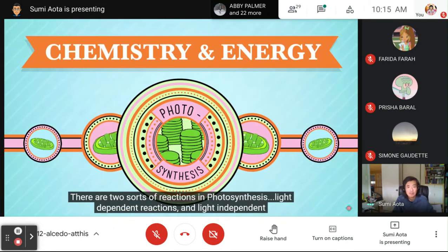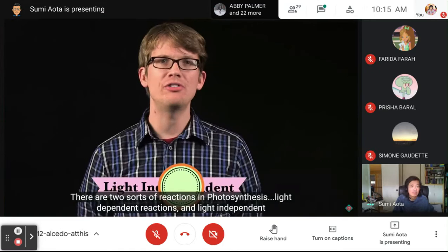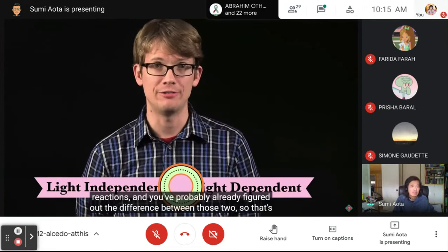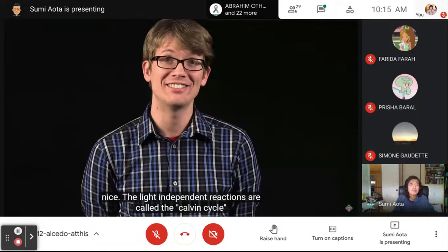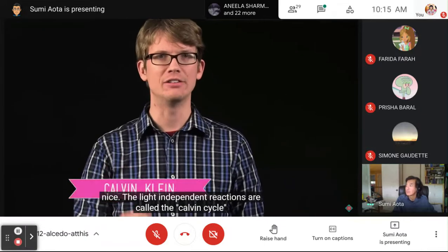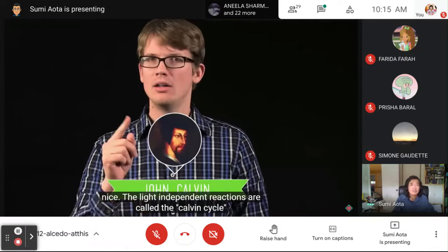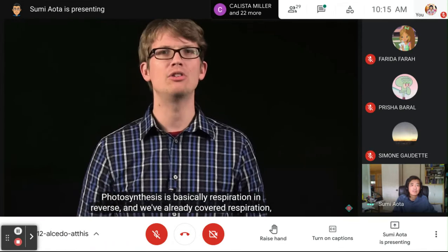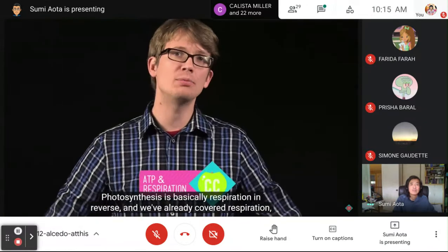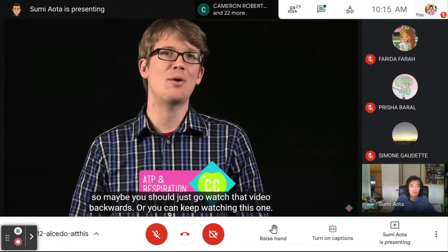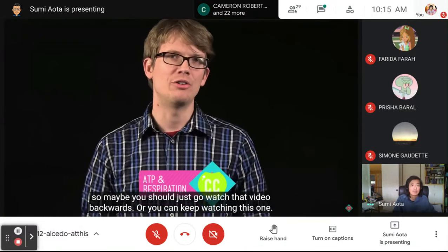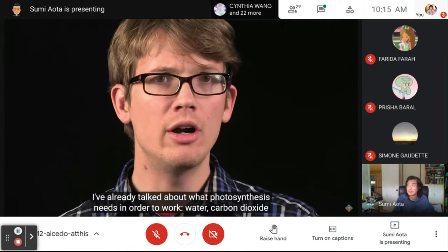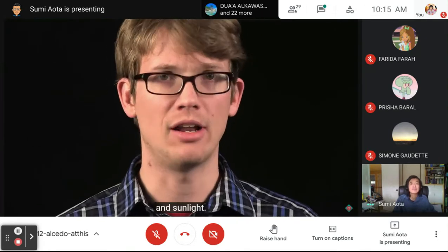There are two sorts of reactions in photosynthesis, the light-dependent reactions and the light-independent reactions, and you've probably already figured out the difference between those two, so that's nice. The light-independent reactions are called the Calvin cycle. Yes, that Calvin cycle. Photosynthesis is basically respiration in reverse, and we've already covered respiration, so maybe you should just go watch that video backwards. Or you could keep watching this one. Either way, I've already talked about what photosynthesis needs in order to work: water, carbon dioxide, and sunlight. So how do they get those things?